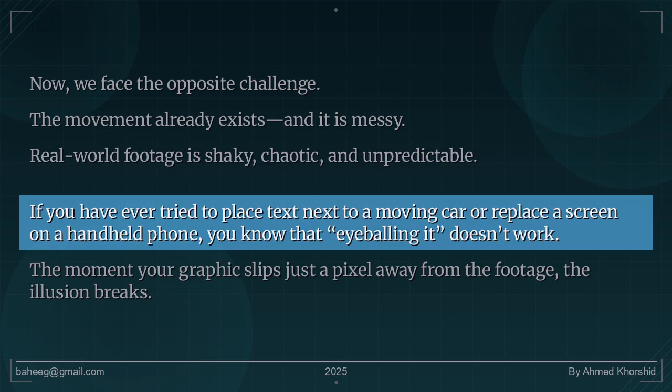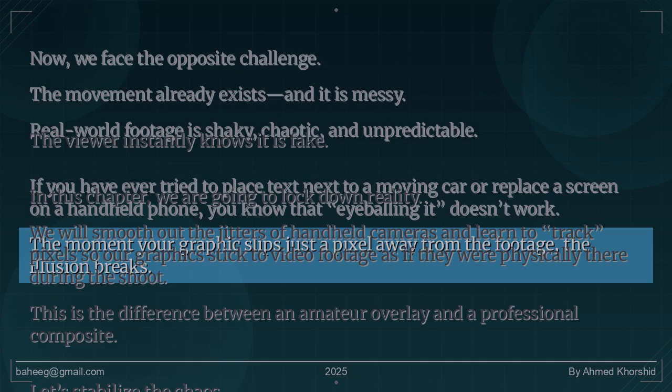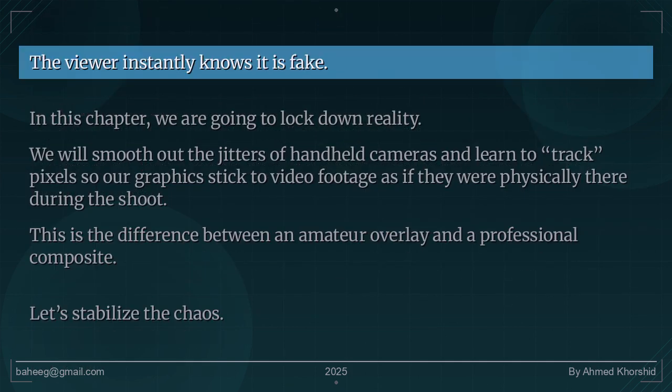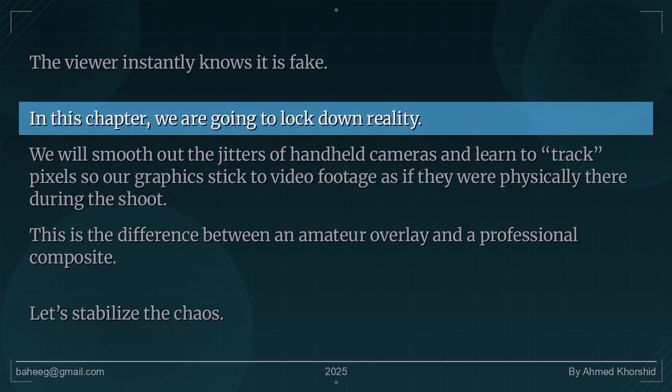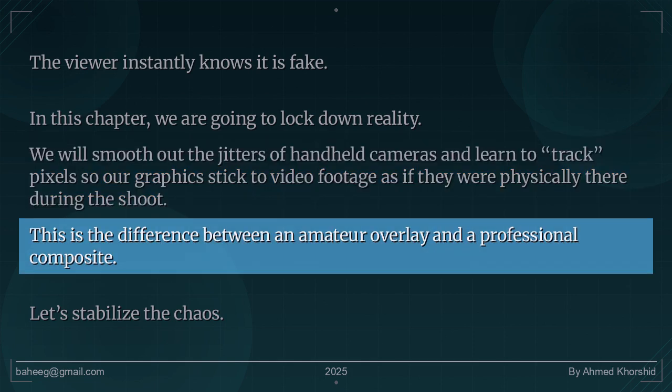If you have ever tried to place text next to a moving car or replace a screen on a handheld phone, you know that eyeballing it doesn't work. The moment your graphic slips just a pixel away from the footage, the illusion breaks. The viewer instantly knows it is fake. In this chapter, we are going to lock down reality. We will smooth out the jitters of handheld cameras and learn to track pixels so our graphics stick to video footage as if they were physically there during the shoot. This is the difference between an amateur overlay and a professional composite.